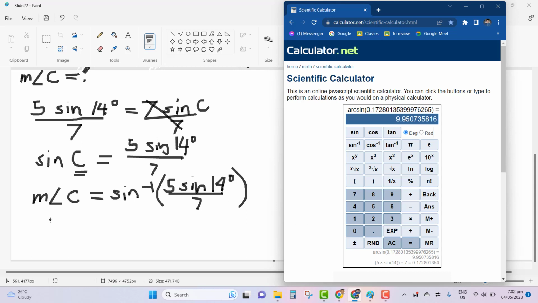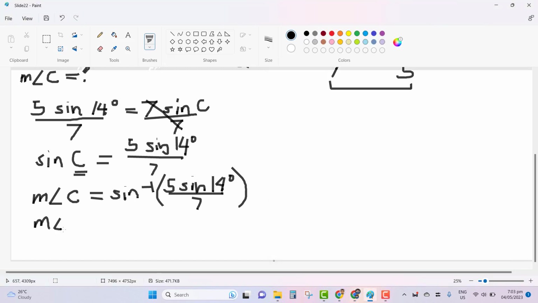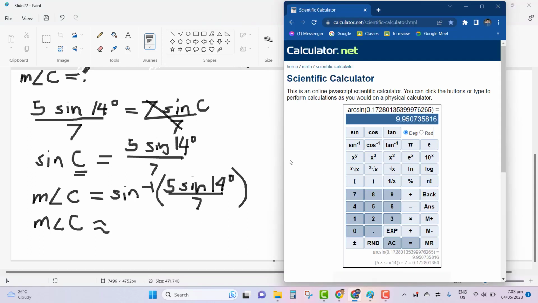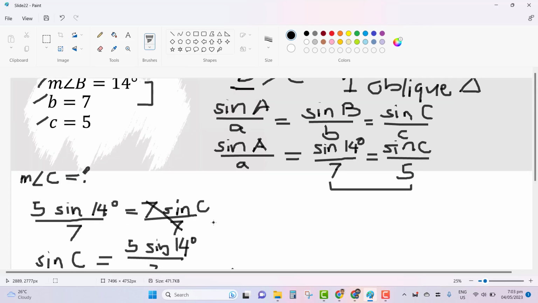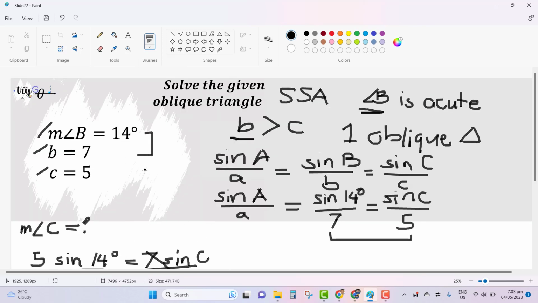The measurement of angle C is very short, which is 9.95 degrees. So the measurement of angle C is approximately, on this calculator, 9.95 rounded off into 2 decimal places, 9.95 degrees. That's too small, but it's still possible. Now this is our measurement for angle C. That's the first item that we are looking for.